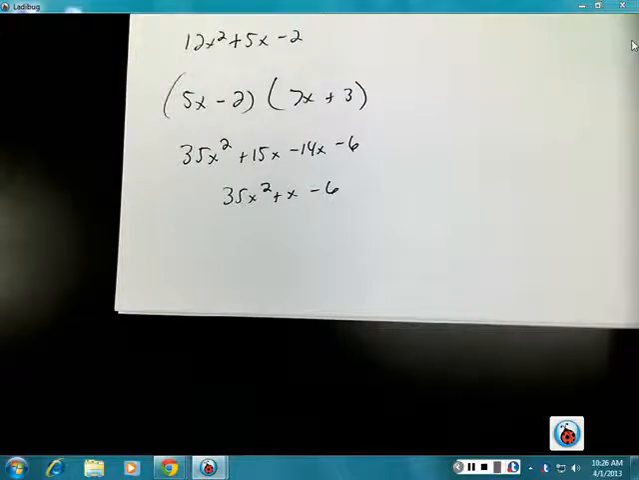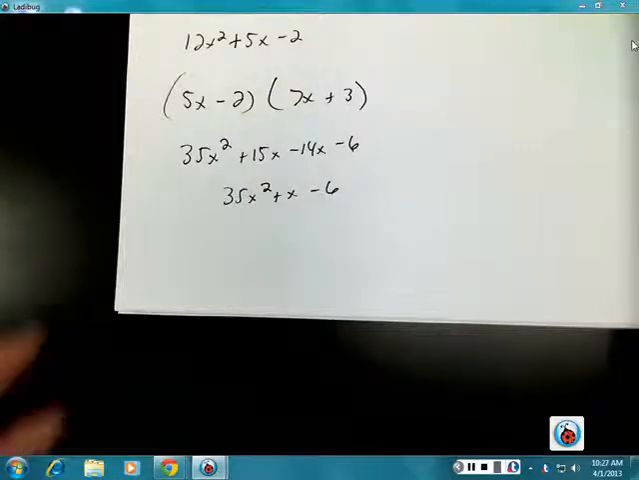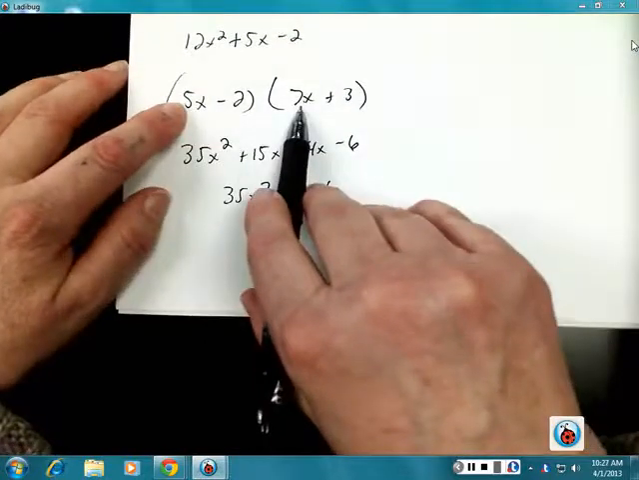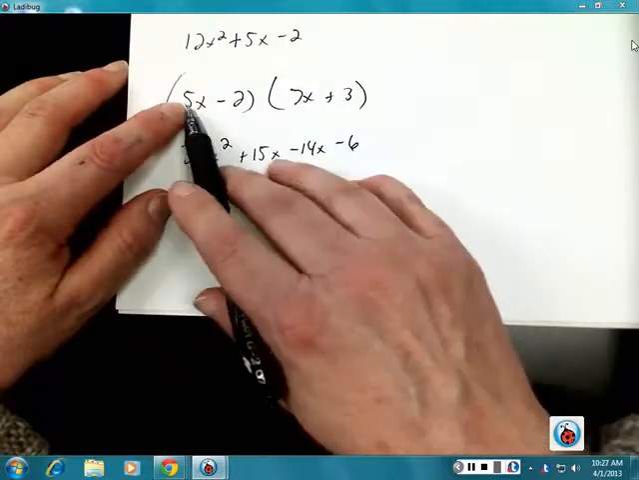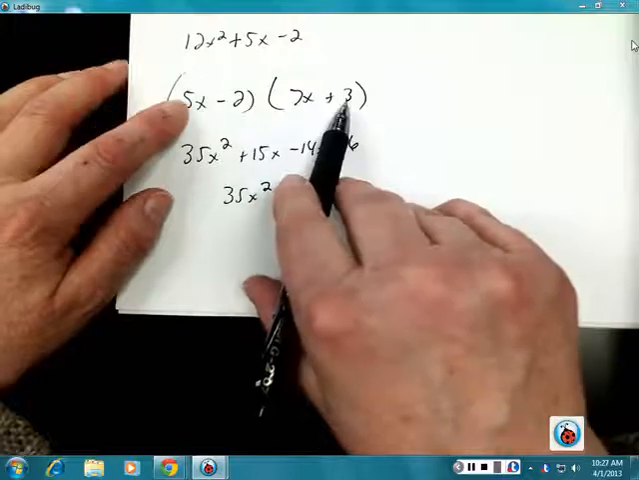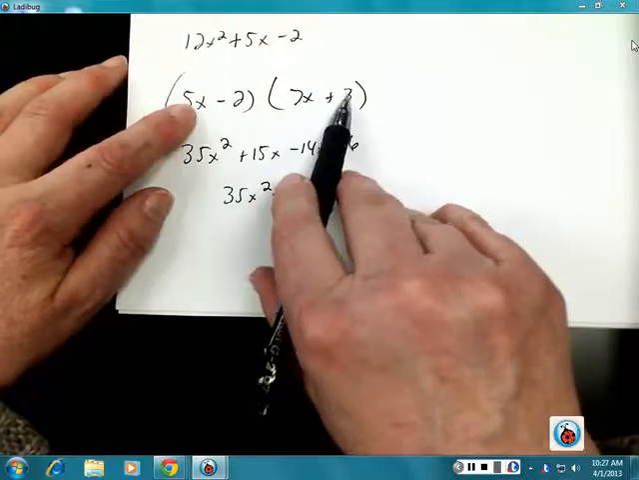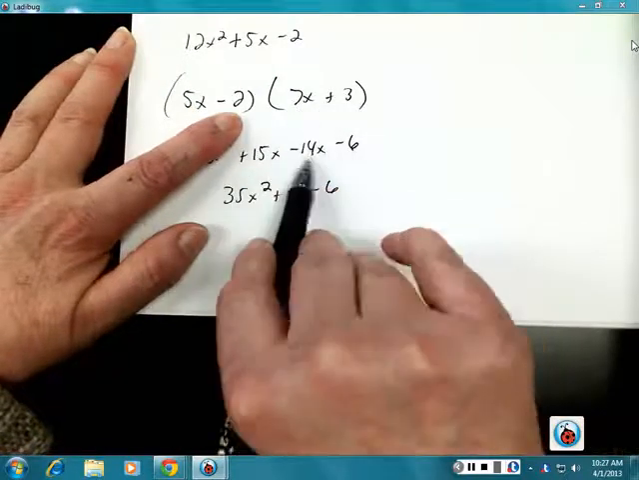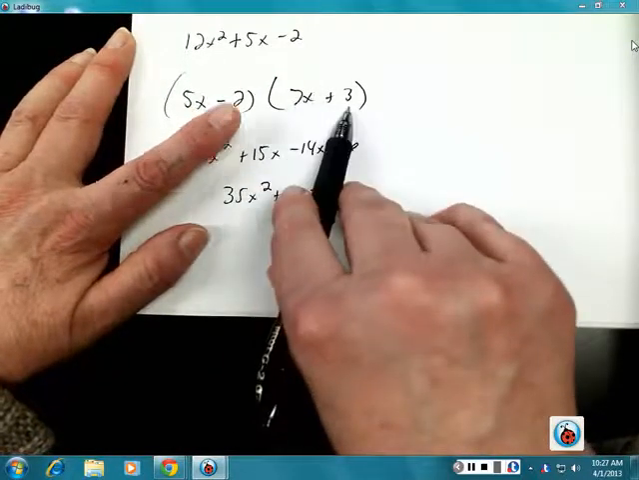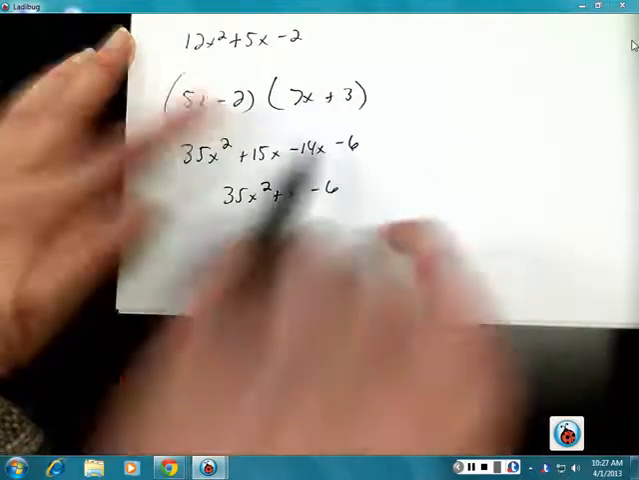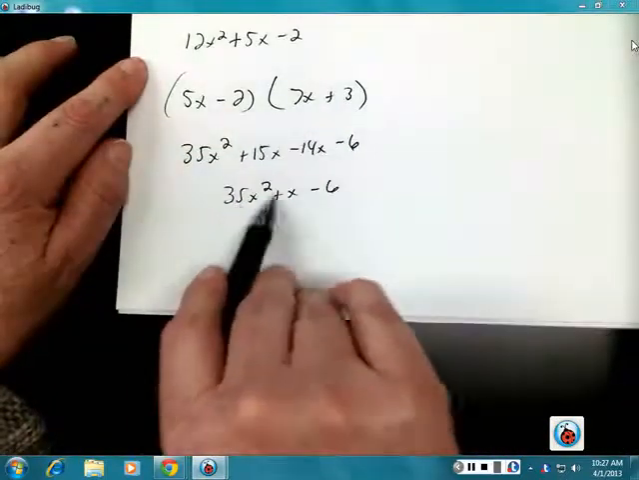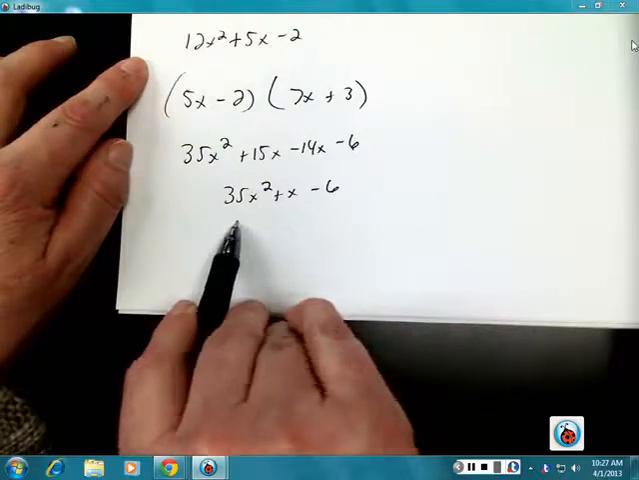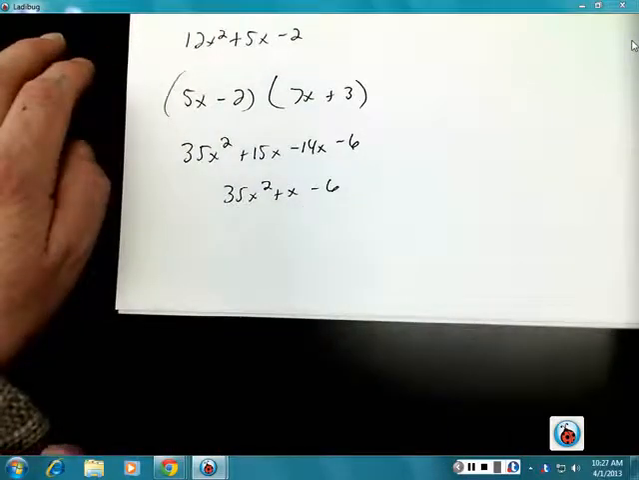So that's what you should have. Multiply everything out correctly. Foiling again, first term times first term is 35x squared. The outside terms, 5x times 3 is 15x. Inside is a negative 14x. And finally last, negative 2 times 3 is negative 6. Put my middles together, and I get 35x squared plus x minus 6. Okay or not okay?